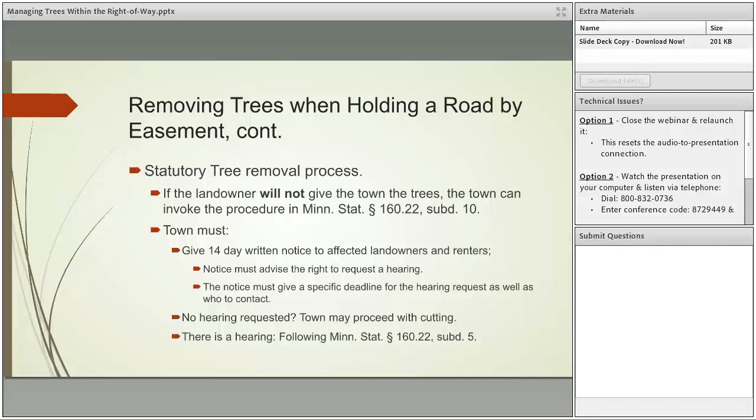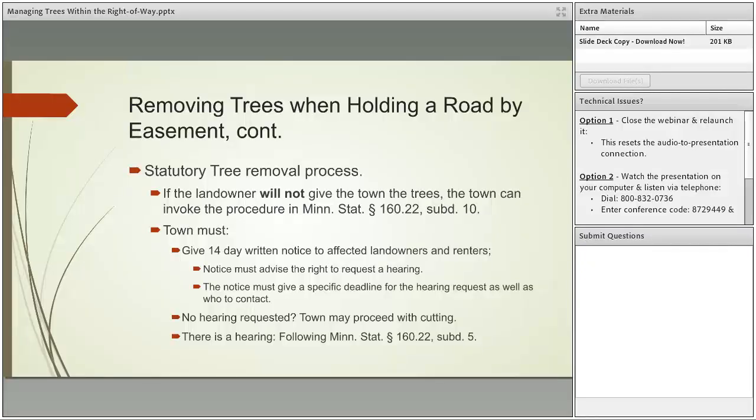So not only the landowner that abuts the right-of-way, but the landowner who owns property next to that landowner who abuts the portion of the right-of-way that has the tree. This notice must be fairly specific. You must advise the right to request a hearing, and the notice must give a specific deadline for the hearing and who to contact. So if this is the clerk, it can be the clerk.